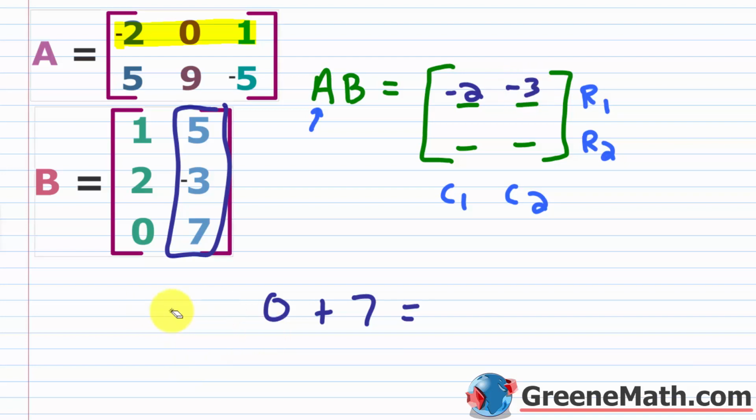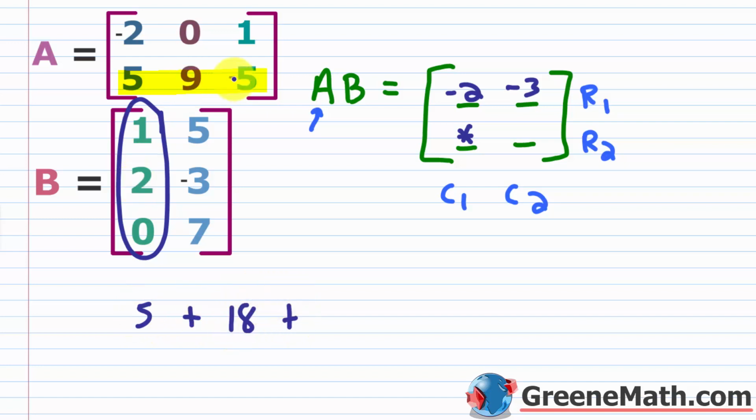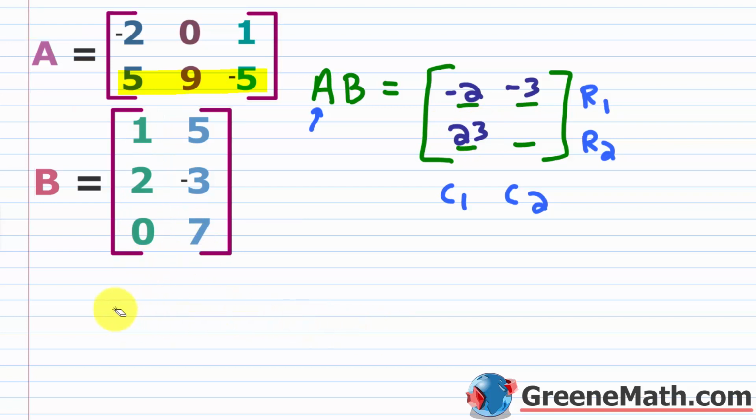Okay, so let's move on now. So we're in row 2. Now I'm going to shift from this row 1 down here to row 2. Since I'm starting here and it's in column 1, I'm going to multiply this row by this column. So I'm going to have 5 times 1, which is 5, plus 9 times 2, which is 18, plus negative 5 times 0, which is 0. 5 plus 18 is going to be 23. Okay, 23.